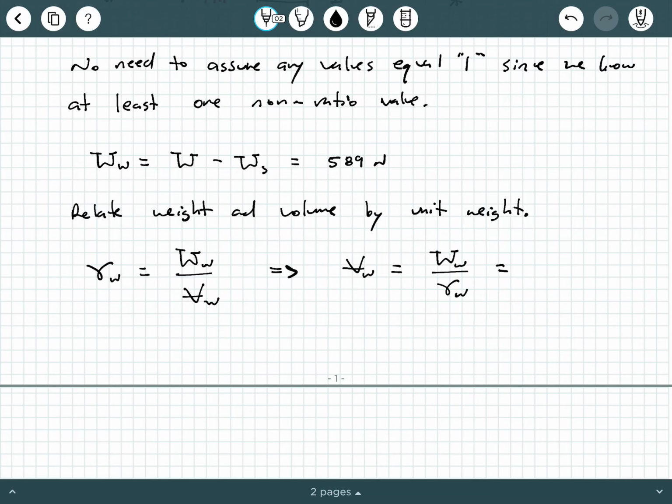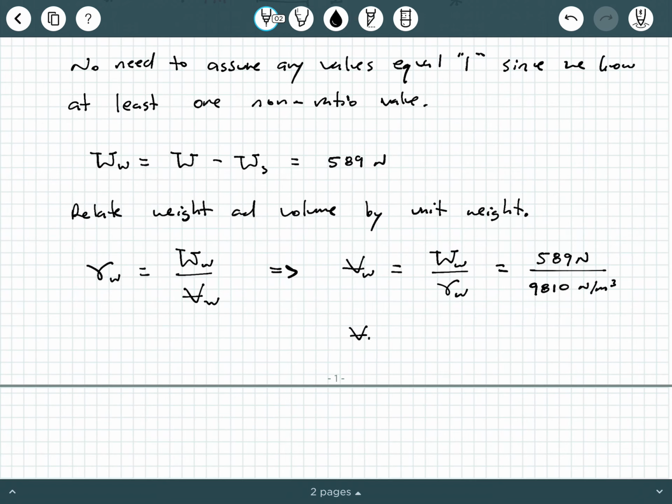What is our weight of water? Well, we just figured that out. It's 589 newtons. And what's the unit weight of water? It's not 1. It's not 1,000. It's 9.81 kilonewtons per meter cubed, or 9810 newtons per meter cubed. Okay, so 9.81 kilonewtons per meter cubed, or 9,810 newtons per meter cubed.